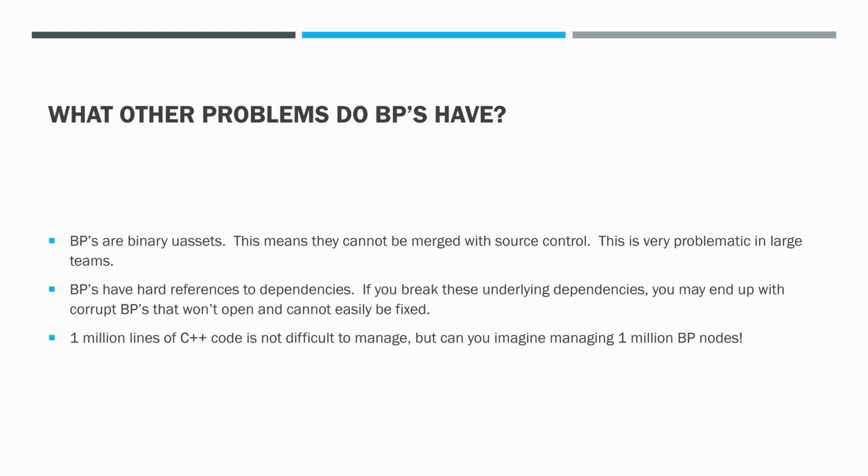The next problem is scalability. A million lines of C++ code is actually not that difficult to manage. I've worked on many projects that had far more than a million lines of code. It's not a big deal. But can you imagine managing 1 million blueprint nodes? It starts to become unwieldy. And so we wouldn't want to deal with a million blueprint nodes. We would want to work with a much smaller number than that.